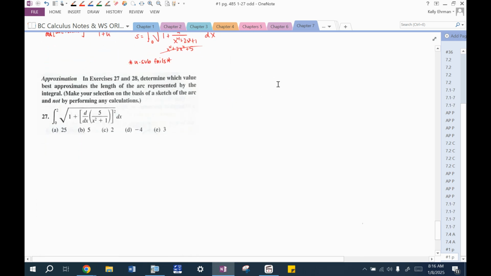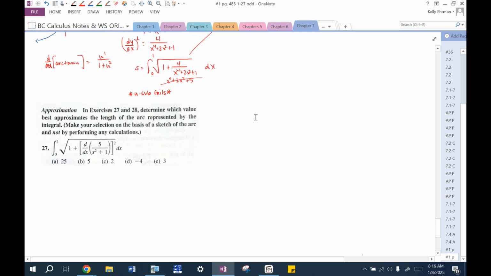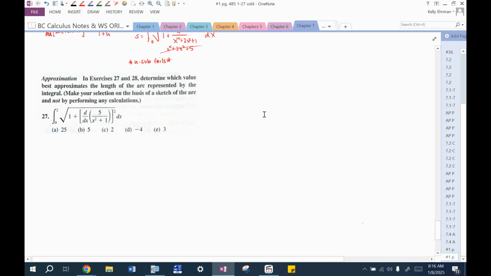Okay, final problem, and it's multiple choice. And actually, I think this is not that easy of a multiple choice, but that's okay. Determine which value best approximates the length of the arc represented by the integral. Make your selection on the basis of a sketch of the arc and not by performing any calculations. So I think what they mean is, don't just find the arc length of the thing. Okay, so what does that mean?